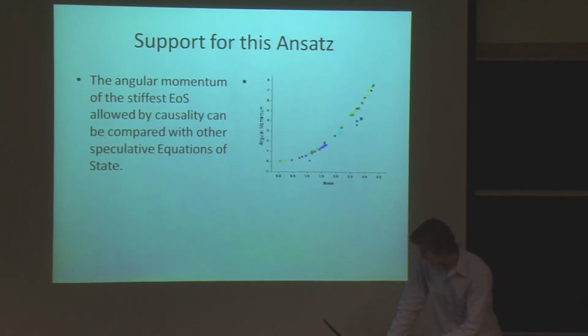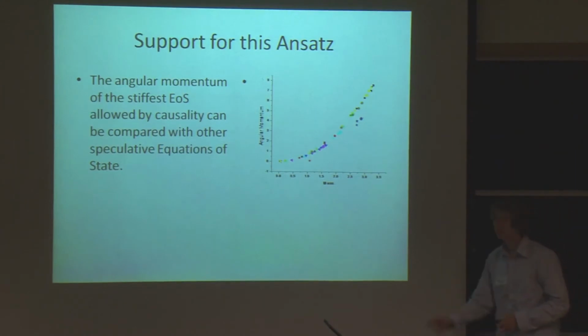So here's a plot of the various equations of state. They've all sort of fallen on this curve, and we're still trying to explain why that is. But you can see in the top area, up here, the yellow and the black ones are the stiffer ones, and they're able to get to the higher masses.